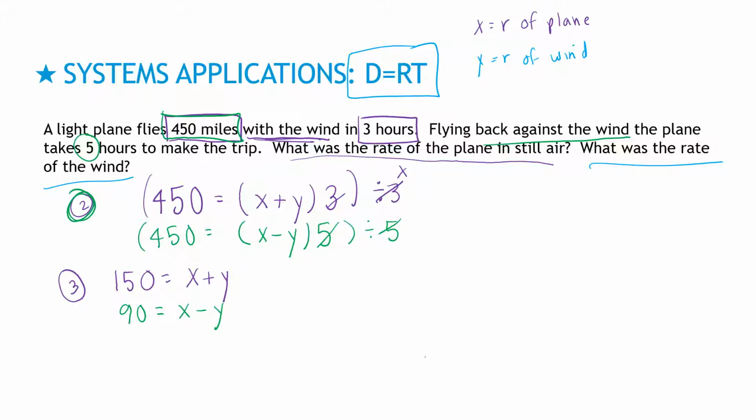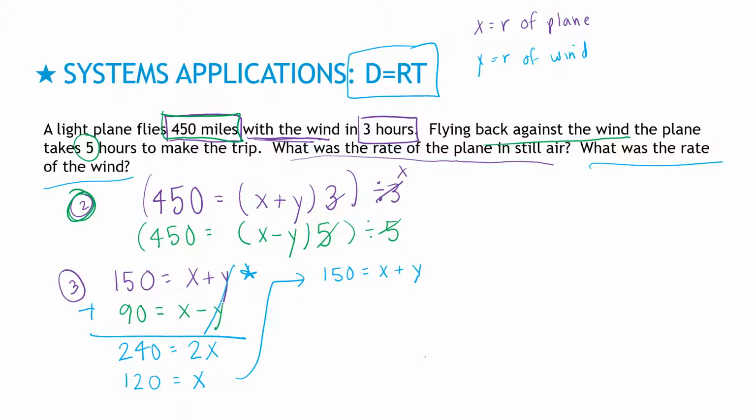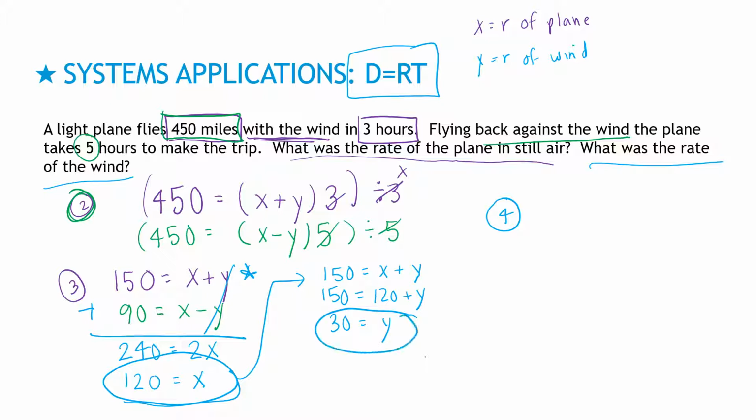And then from here I can start simplifying, which is what I want to do. If I add these together, that would be 240 equals 2x, the y's cancel, divide by 2, 120 equals x. To find y, I'm going to use 150 equals x plus y, which is this one right here. 150 equals 120 plus y. 30 equals y. Step 4, write that sentence. The sentence would say, the rate of the plane in still air is 120 miles per hour. The rate of the wind is 30 miles per hour.